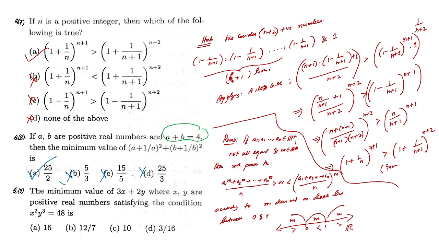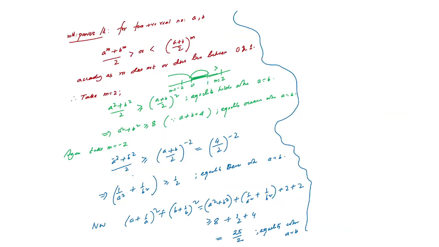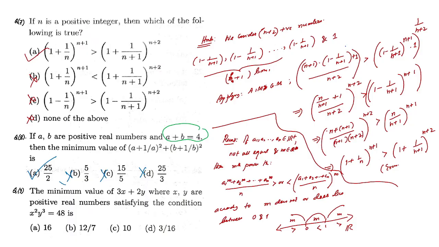So here we need to find the minimum value of 3x plus 2y, where x and y are positive real numbers satisfying the condition x square y cube equals 48. This is our question. The given expression is x square y cube, and this value is 48.